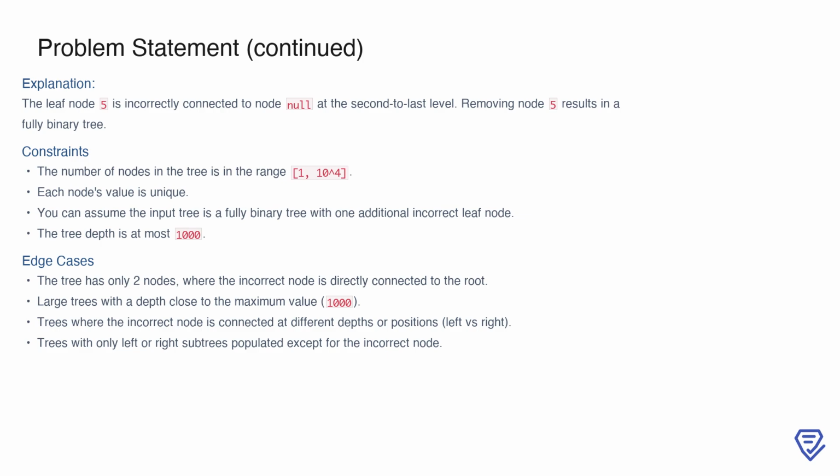Additionally, keep in mind the constraints of the problem. The tree can have up to 10,000 nodes, and all node values are unique. The tree depth will not exceed 1,000, but you should consider edge cases, such as small trees with just 2 nodes, large trees with depths close to the maximum, and scenarios where the incorrect node appears at various positions or depths. These constraints and edge cases will help guide your implementation.